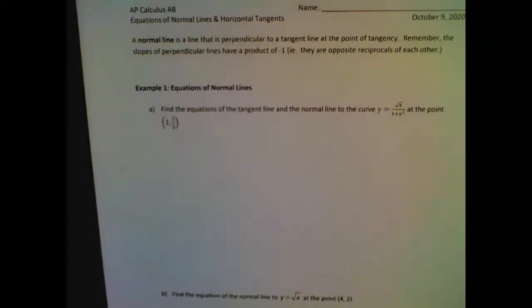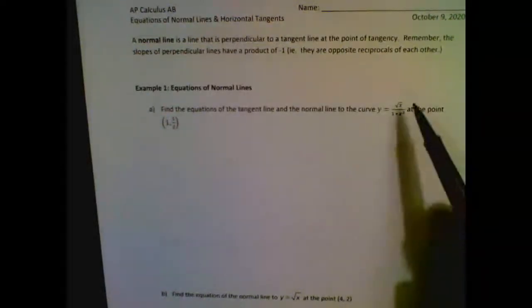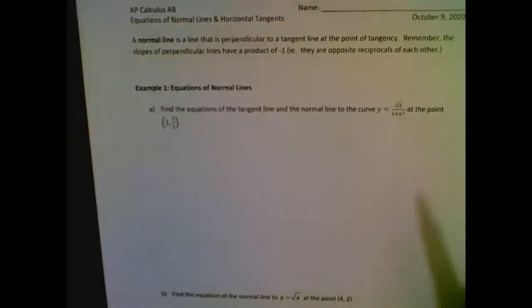So last time we talked about using the product rule and the quotient rule. So we'll be actually using the quotient rule here for our first example. We want to look for the equations of the tangent line and the normal line to the curve of y is equal to the square root of x over 1 plus x squared at the point (1, 1/2).